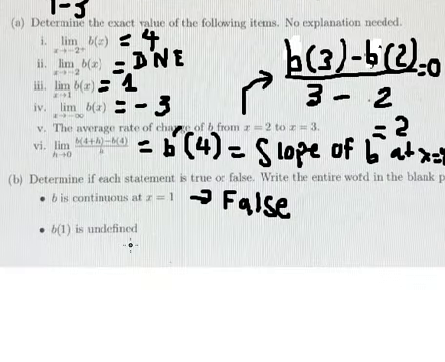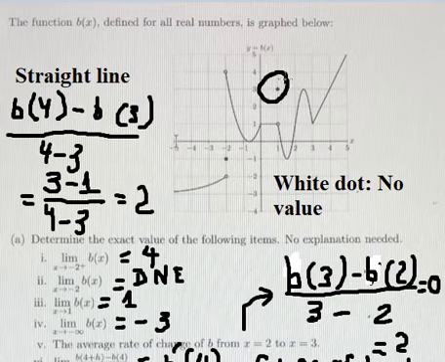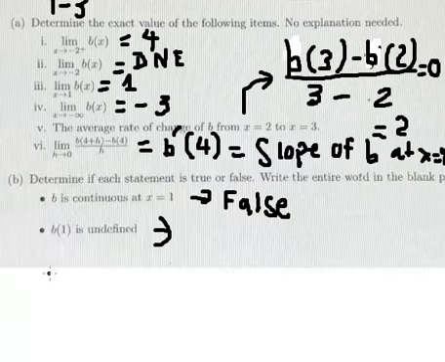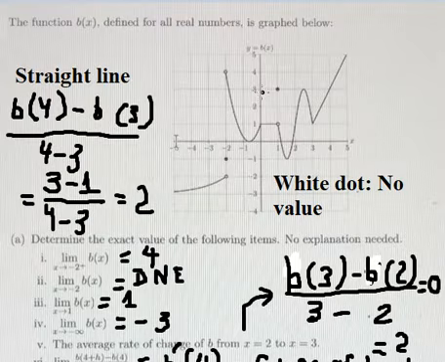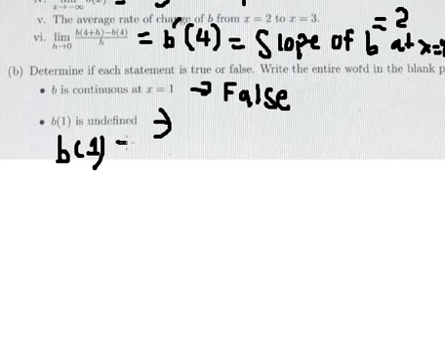b of 1 is undefined, so we see that we have the black dot here, which has the value, so b of 1 here is about 3, so that means this one is false.